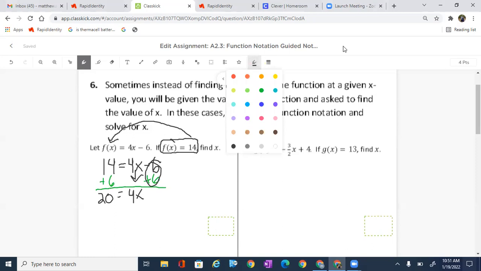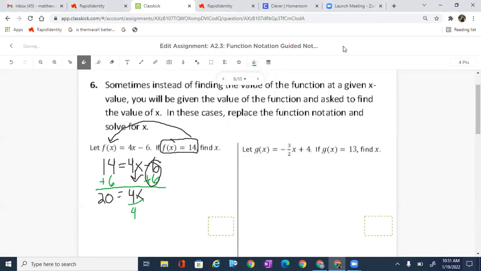And then we're going to get rid of that 4. And you'll notice that 4 is attached by multiplication. So we are going to divide by 4. And when we divide by 4, 4 divided by 4 is 1. X comes out and we get 20 over 4, which is simply 5. So x is equal to 5.